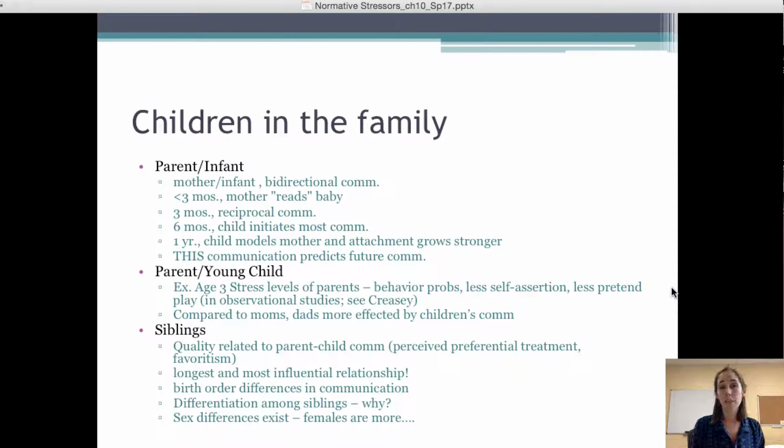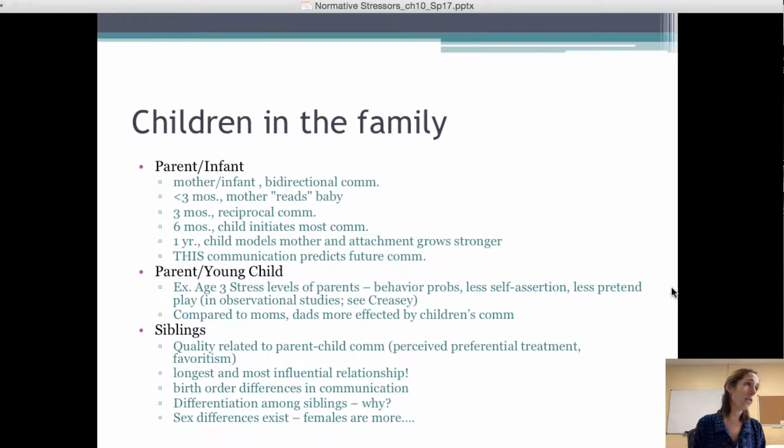Siblings, and we're thinking about the sibling relationship, so important in the family. Quality in the sibling relationship is related to parent-child communication. So a lot of times perceived preferential treatment, so favoritism that a child thinks is being displayed from a parent to another sibling, will negatively influence that sibling bond. And it's all about perception, as usual.